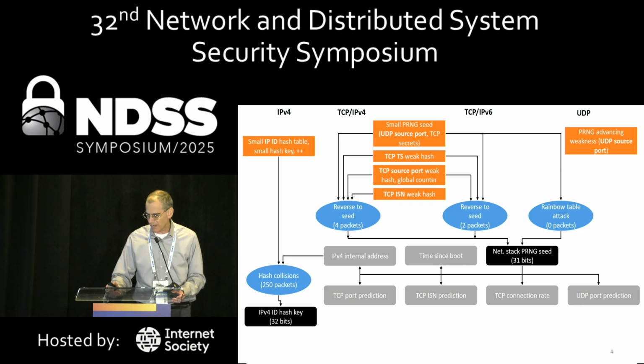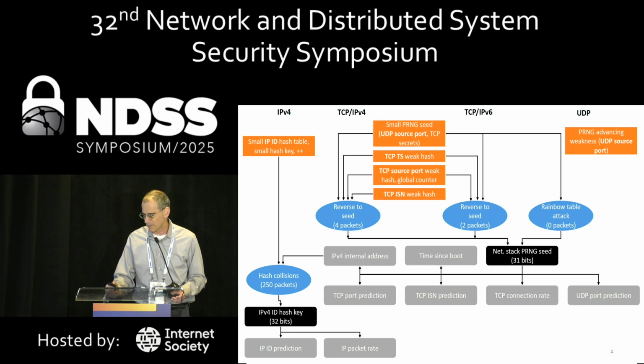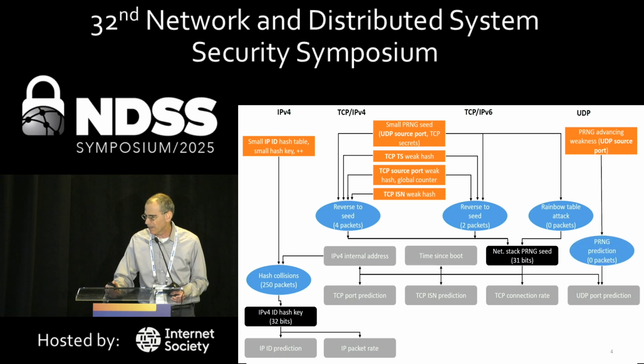Particularly using the IPv4 internal address and another vulnerability, the vulnerability of the IP ID, and using a hash collision attack with 250 packets, we can find another key, the IPv4 ID hash key, which is an additional 32 bits, and it can allow us to predict further fields and to leak further information. Finally, using the PRNG advancing weakness, with UDP, again using the 0 packets trick, we can predict the PRNG and predict UDP ports, future UDP ports.